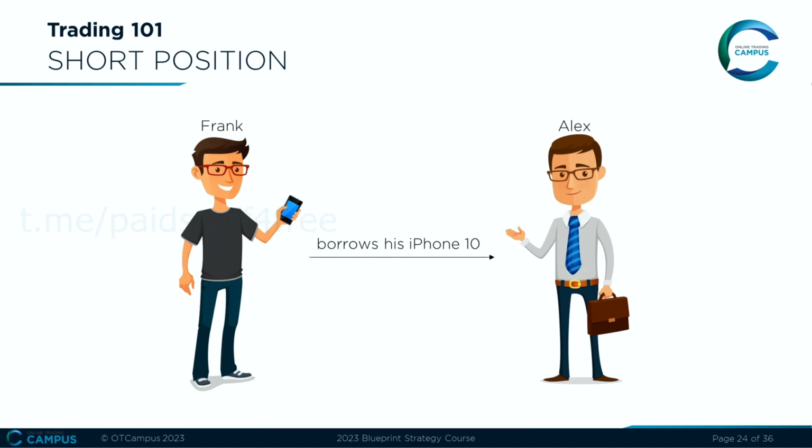Now, the broker will allow you to do that. The broker will allow you to borrow that stock for a specific price and then return it later. You can then return it either with a loss if price were to go up, or with a profit if price was to go down. Now, imagine the following real-world scenario. Let's say Frank here on the left side borrows Alex's iPhone 10 for a month.